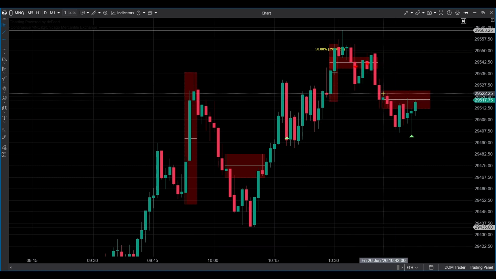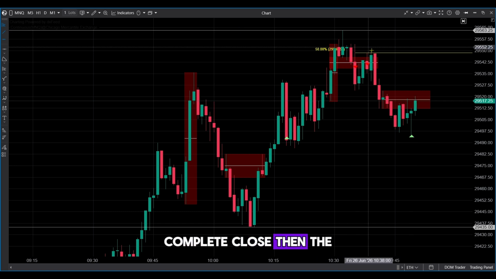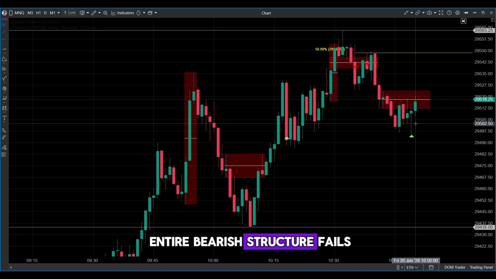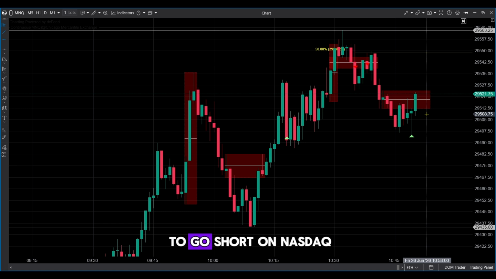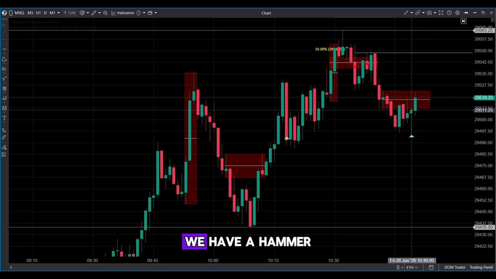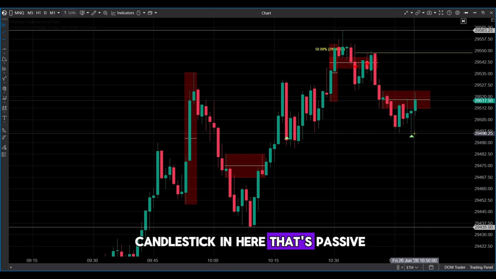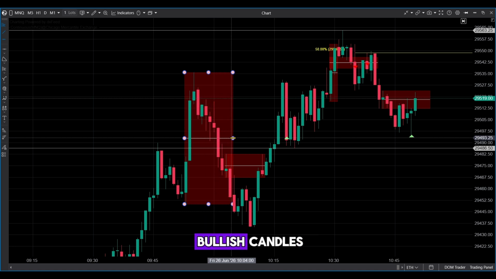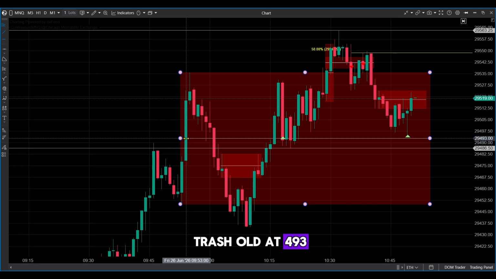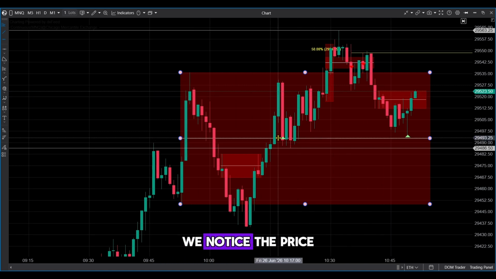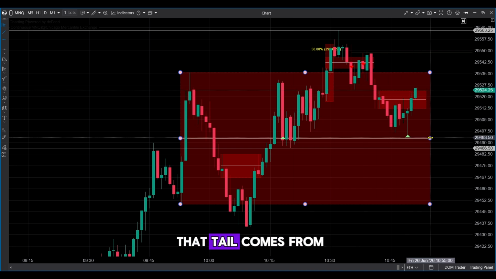Now looking at this bull trap, if I see a close above it, complete close, then the entire bearish structure fails, and I'm not interested to go short on NASDAQ. We have a hammer candlestick in here. That's passive. And looking at these chain of bullish candles with the mean threshold at 493, we notice the price has been respecting that area, and this is where that tail comes from.